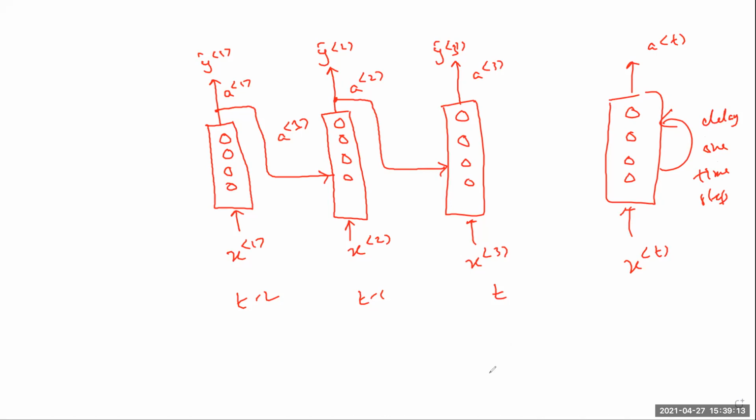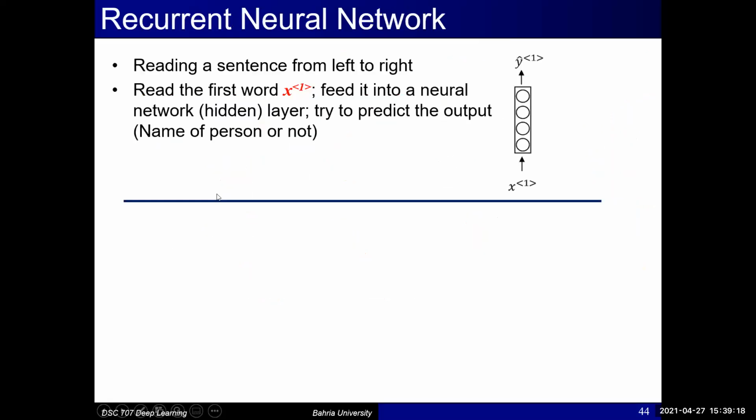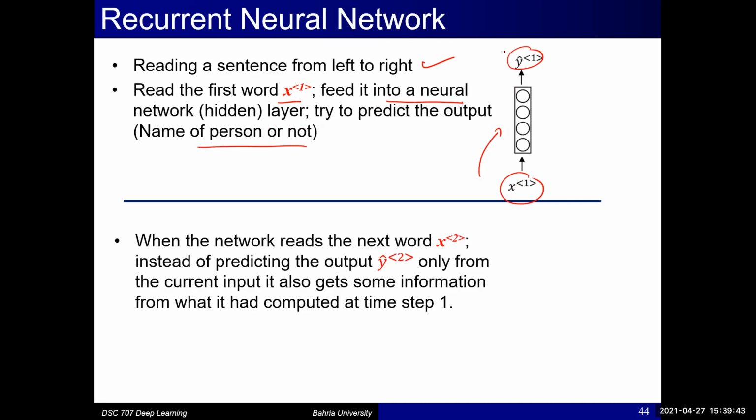So before moving further, let me show you the same discussion, maybe a cleaner version, on the slides. Okay, so maybe it would be easier for you to get the idea. Again, a repetition of the same thing, but a slightly neater version of the same concept. So we are reading the sentence from left to right. We read the first word, we feed it to the neural network, and we try to predict the output. So this was the first word, we feed it to the hidden layer, this is the output, and then we have basically 1 or 0, which is the output.